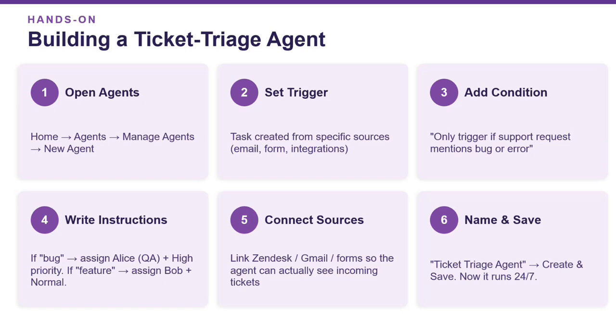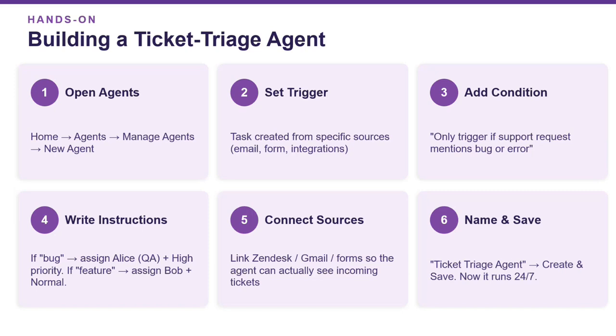Step 3. Add a condition. For example, only trigger if the support request mentions the word bug or error. Step 4. Write the instructions. Something like: if the title or description contains a bug, assign it to Alice on the QA team and set priority to high. If it contains feature, assign it to Bob, the product manager, and set the priority to normal.